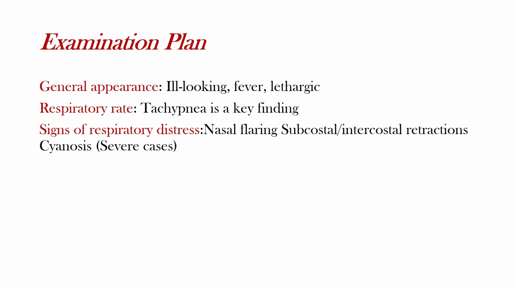So for the examination plan, first of all, we will have inspection and we will see the kid looking ill and he will have some fever. Then we will check his respiratory rate because tachypnea is a key finding. Then we will look out for any respiratory distress symptoms like nasal flaring, subcostal or intercostal retractions, and cyanosis.